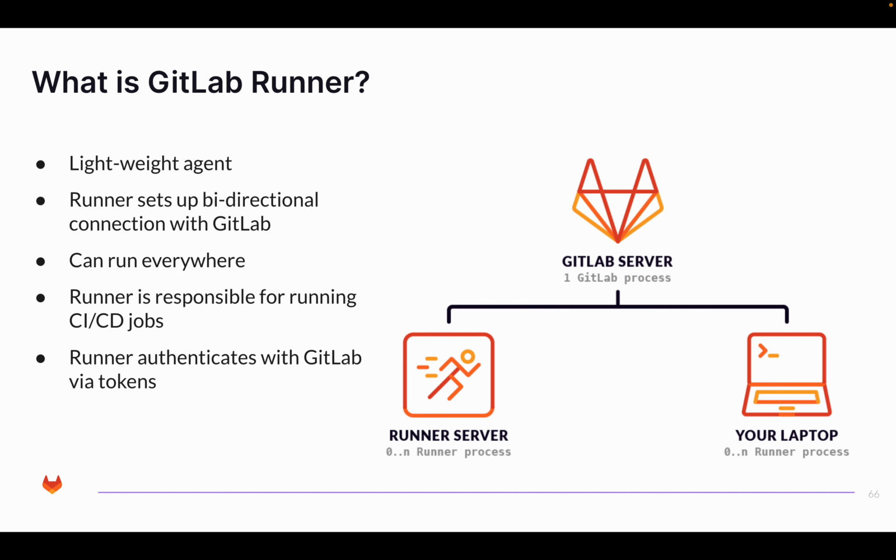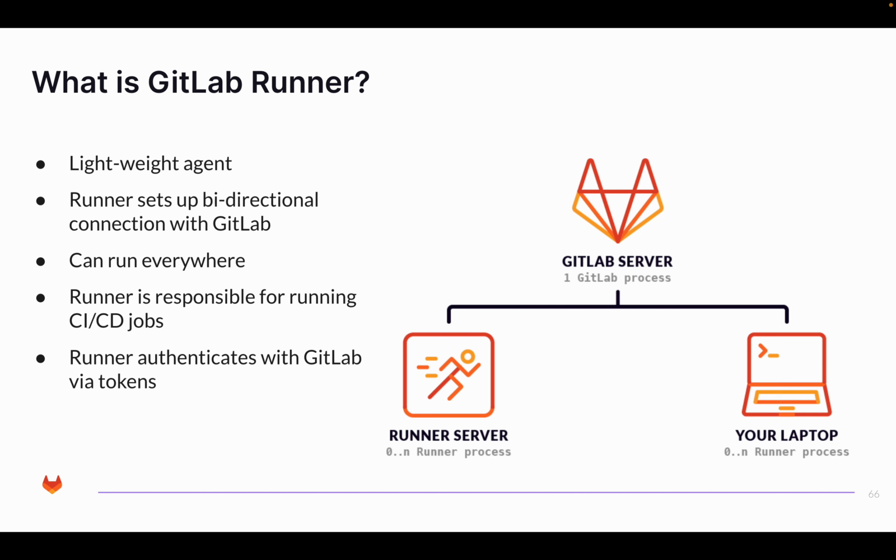A GitLab runner is a very small, lightweight agent that's running on a separate VM, or maybe it can even run on your laptop if you want to. Your GitLab instance does not need to know about the system where your runner agent is running. The runner will access GitLab and will register itself at GitLab with an authentication token and sets up a bidirectional communication line so that GitLab is able to reach the runner when it has registered itself and then send jobs to it.